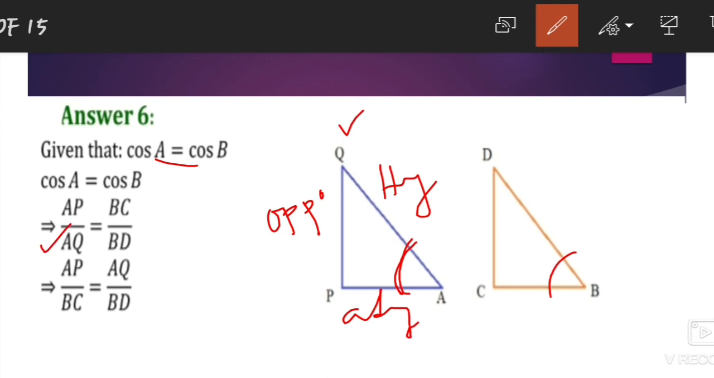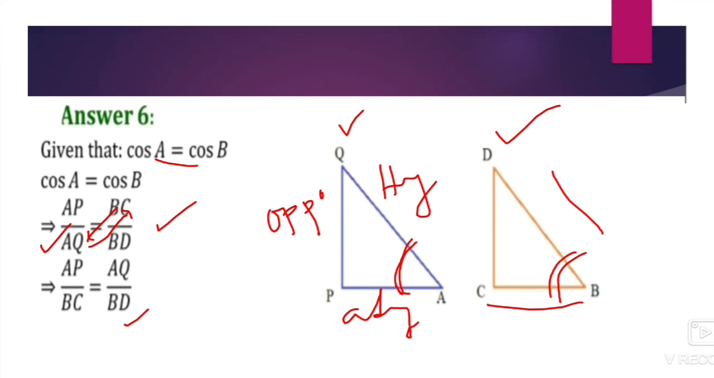Now if you consider the second diagram, since B is the acute angle, cos B will be BC by BD. Now do the cross multiplication. You can write AP by BC equal to AQ by BD. You have changed the position of BC and AQ. So you got this equation.